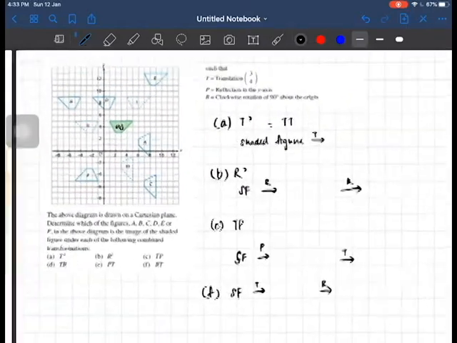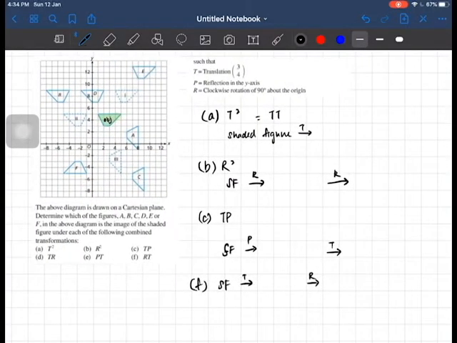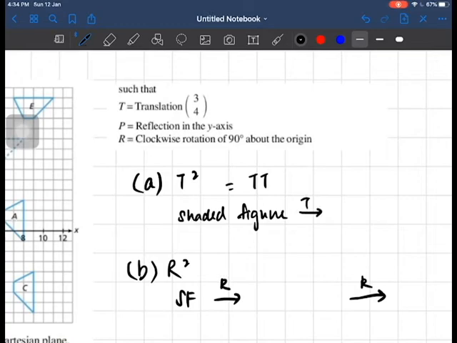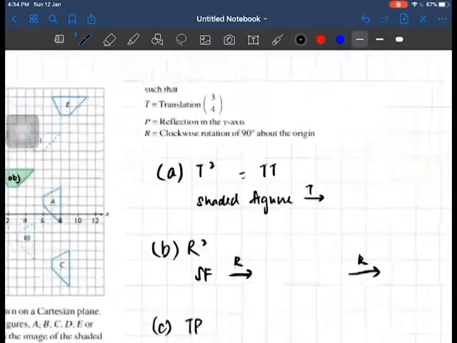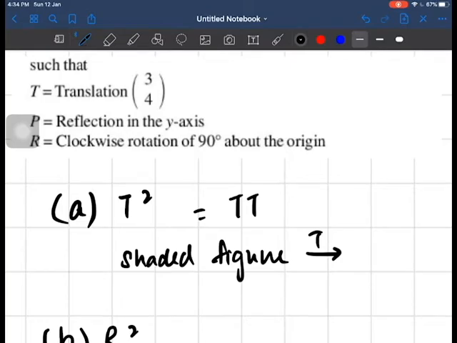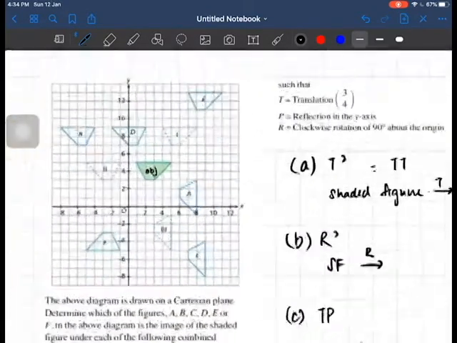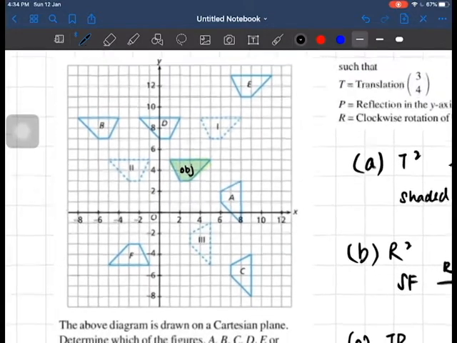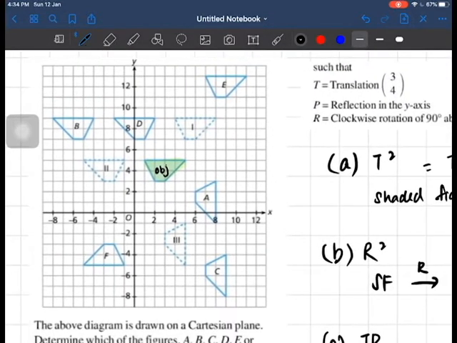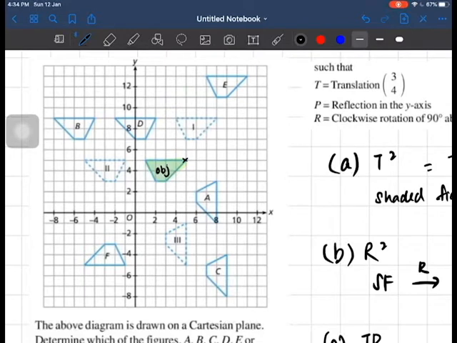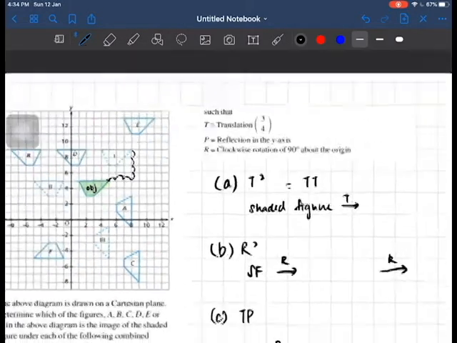So what's T? The first question is T power 2, which is TT, right? But what's T? They have given it. They say translation is (3, 4), which means it moves to the right 3 and then up 4, right? So where's my object? Here. I won't really care about the other things, so I'll just find it on my own. Okay, so this is my first point. You can pick any point you want, but I like that one, so I will go 3 to the right and 4 up. 1, 2, 3, 4. So this is my first image. My first image would be figure I.